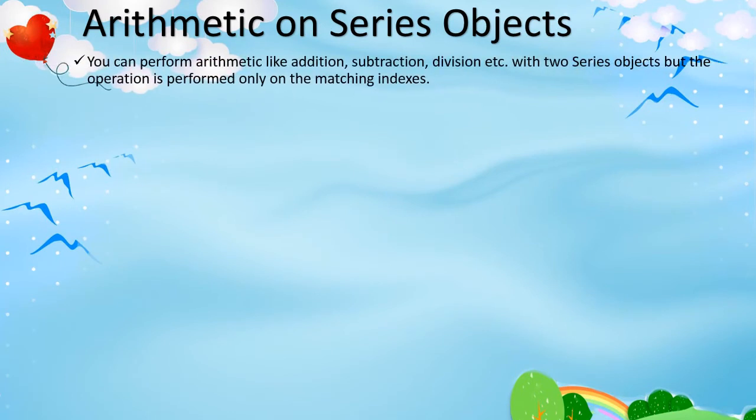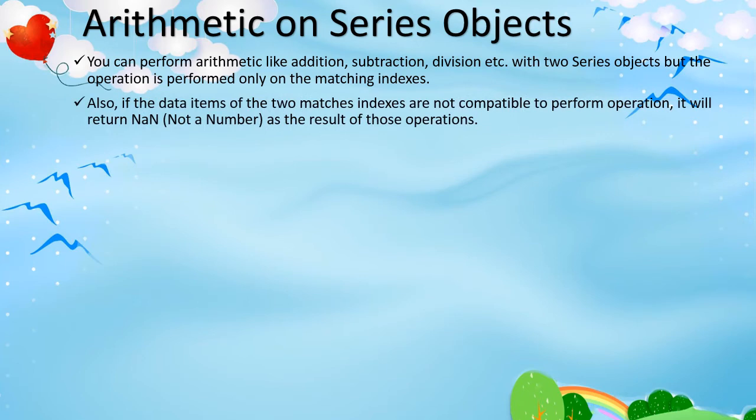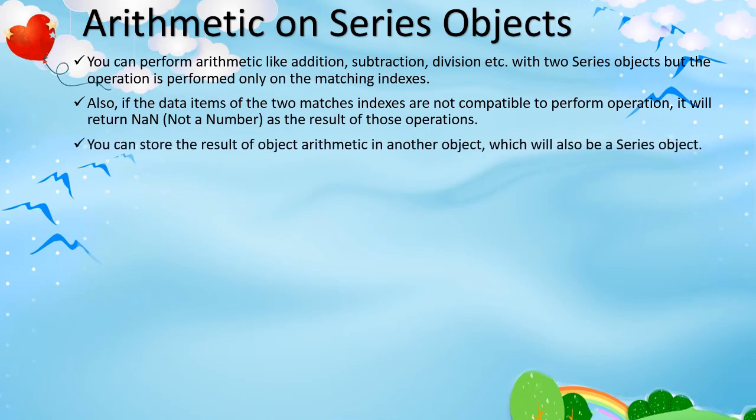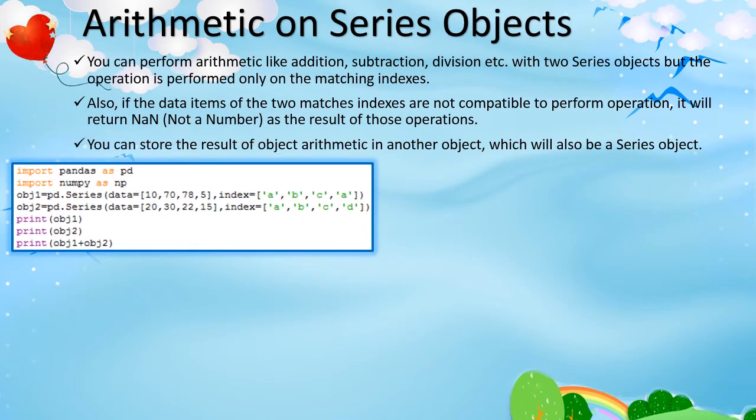Arithmetic operations like addition, subtraction, or division, we can do in the series object. Suppose the indexes are not matched in both series objects, then it will return not a number. Arithmetic operation results we can assign into some other series object also.